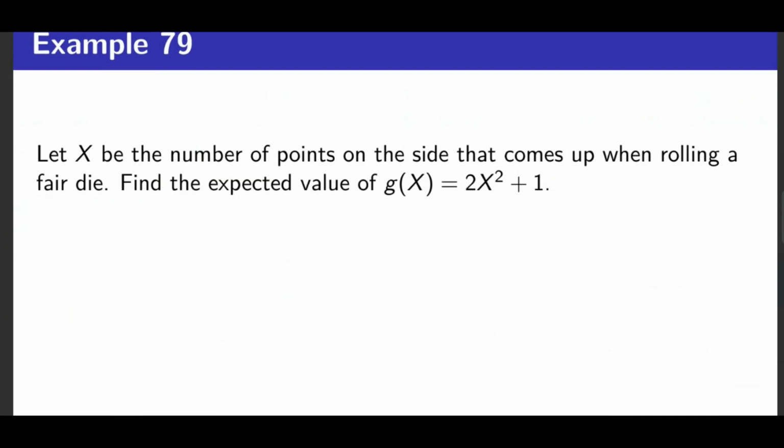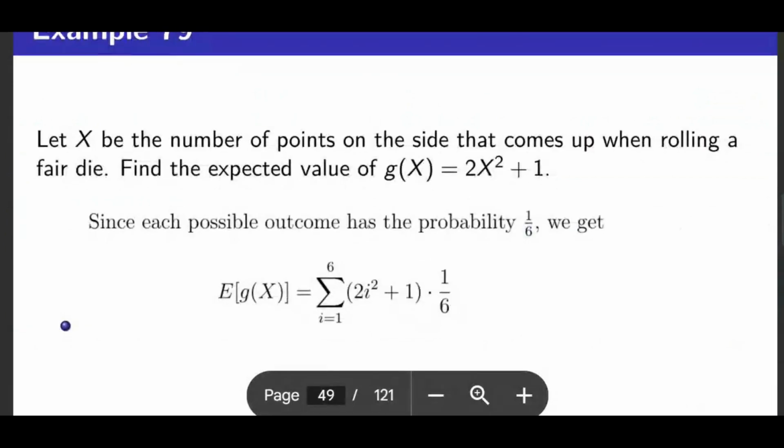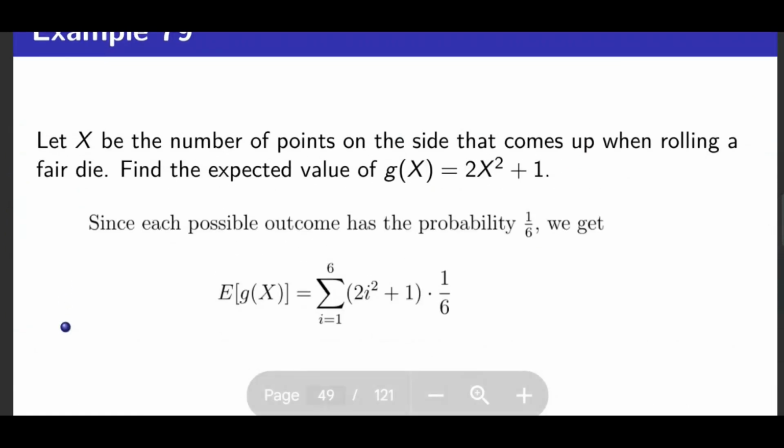You find the expected value of 2x squared plus 1 pretty simply. You do what I just said. You cycle through the values that, if you don't like i, you can say x, that's fine. You cycle through the values that the die can be, which is 1 to 6, but you insert the function that you want. That's it. Scale by the probability, which is, of course, 1/6 because it's a fair die with 6 sides.